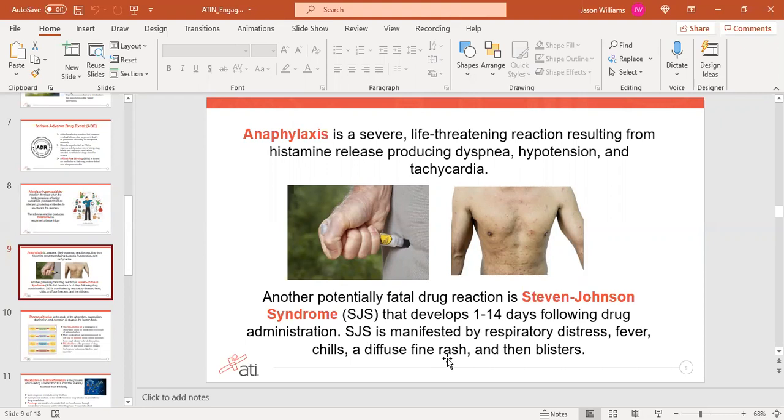Anaphylaxis is a severe life-threatening reaction resulting from histamine release, producing dyspnea, hypotension, and tachycardia. Another potentially fatal drug reaction is Stevens-Johnson syndrome that develops 1 to 14 days following drug administration. SJS is manifested by respiratory distress, fever, chills, a diffuse fine rash, and then blisters.